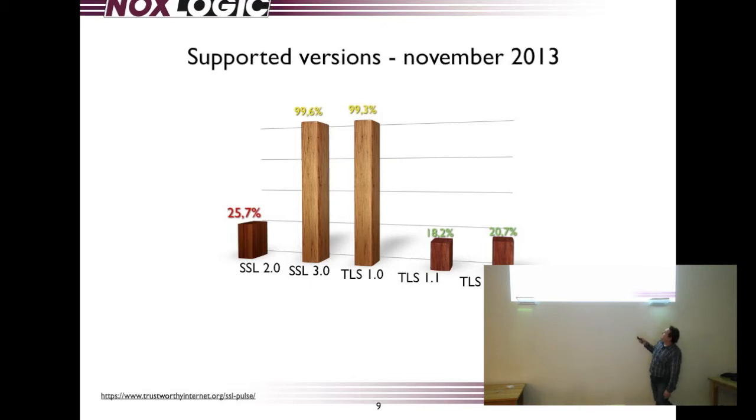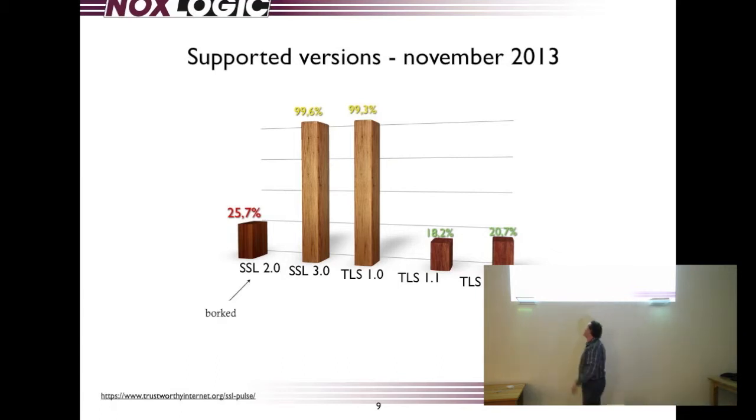SSL 3.0 and TLS 1.0 have market domination. Now, if this was your company, I would be really happy. But these are still in use, and it doesn't change right now. TLS 1.1 and 1.2, 3 years and 5 years old, still pretty much no adoption. So that's strange, right? That's something that's really scary.